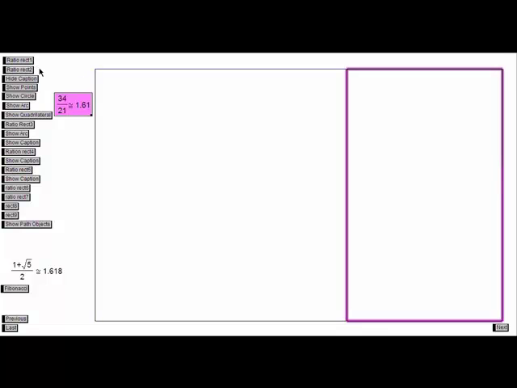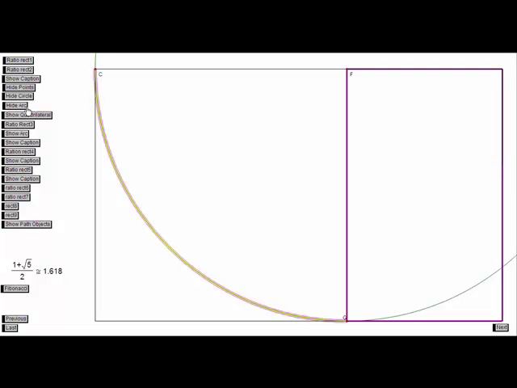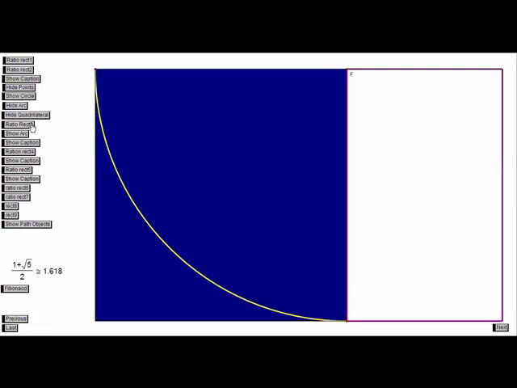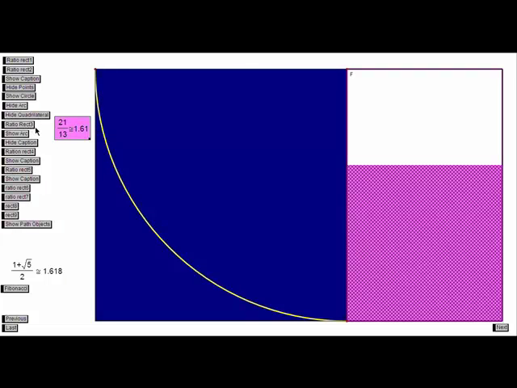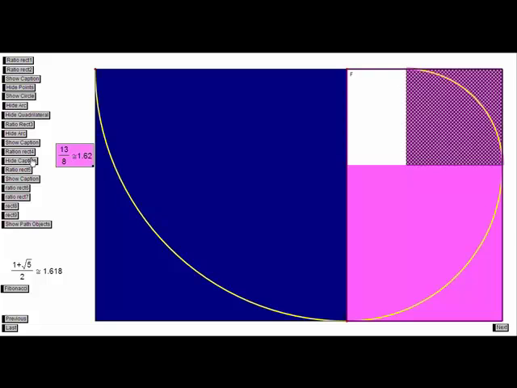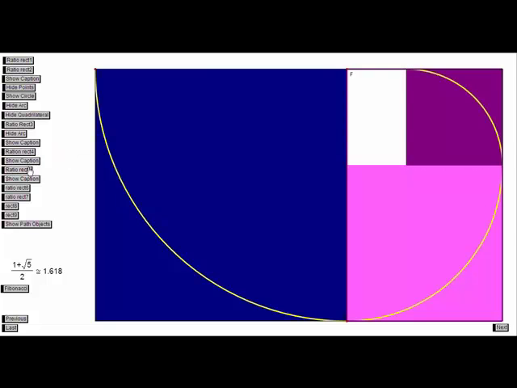new golden rectangle. Construct a circle with center F and with the radius of the segment CF. Construct the arc from C to G, hide the circle, and color the interior of the square. You can now create a tool to finish your construction of the golden spiral. When you construct your next square, you will have another golden rectangle.